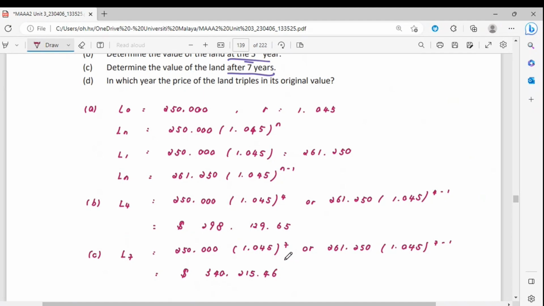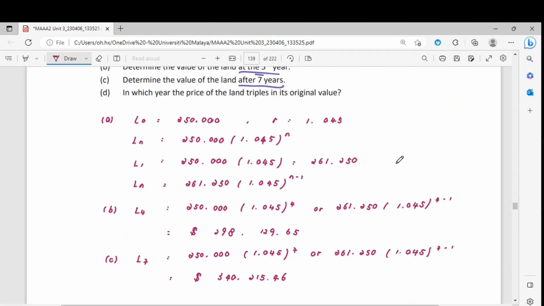Okay, so for part D, I want to show you how to work on these two equations with your calculator. Okay, so let's try to look at that. No matter whether you understand part A to B to C, you will need to go through this part, because these are the parts that I forgot to mention in the class.